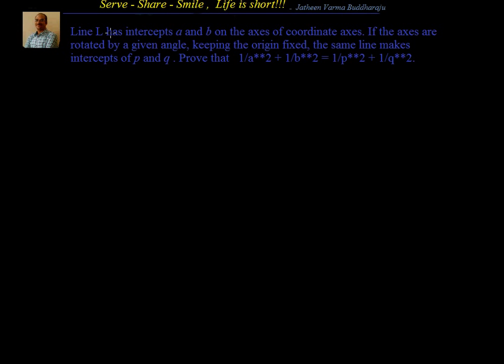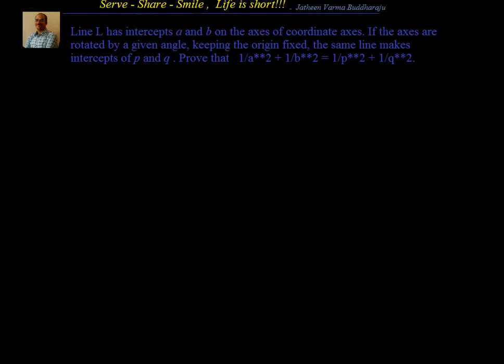They are saying that there is a line which is making intercepts a and b, that is perfectly fine. It's making intercepts with the coordinate axes. Now the coordinate axes are rotated by an angle. At that time the intercepts became p and q with the new coordinate axes. Now we have to prove that 1 by a square plus 1 by b square equals 1 by p square plus 1 by q square. For that, first we'll try to draw the diagram.